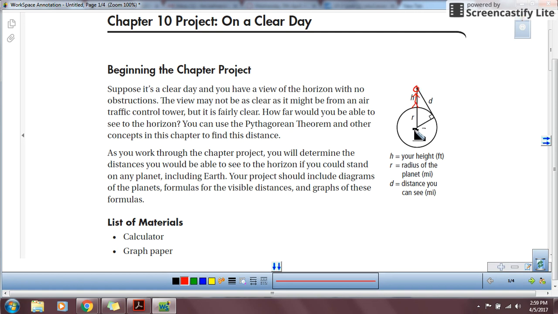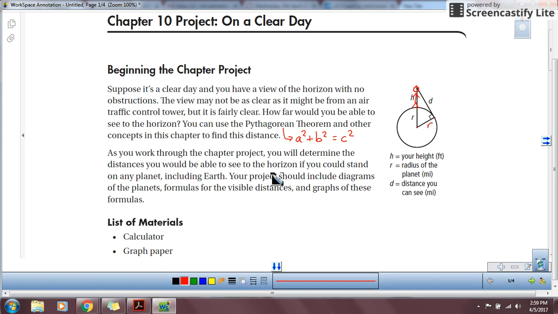Now you can see that this triangle between your line of sight and the horizon makes a right angle to the radius of the circle. So from where you stand to the middle of the Earth is the radius, and from this point here to this point here is also the radius of the Earth. So we've got a right angle triangle here, and it tells you to use the Pythagorean theorem. Remember the Pythagorean theorem: a squared plus b squared equals c squared.